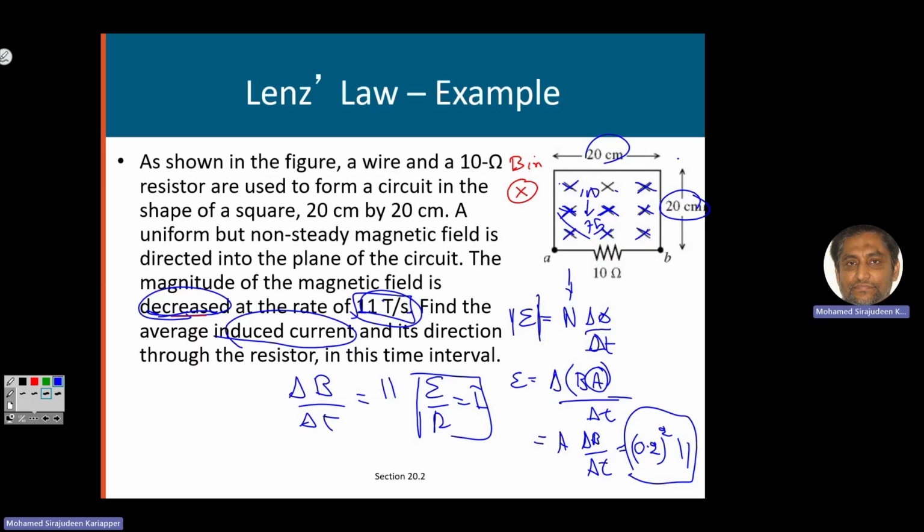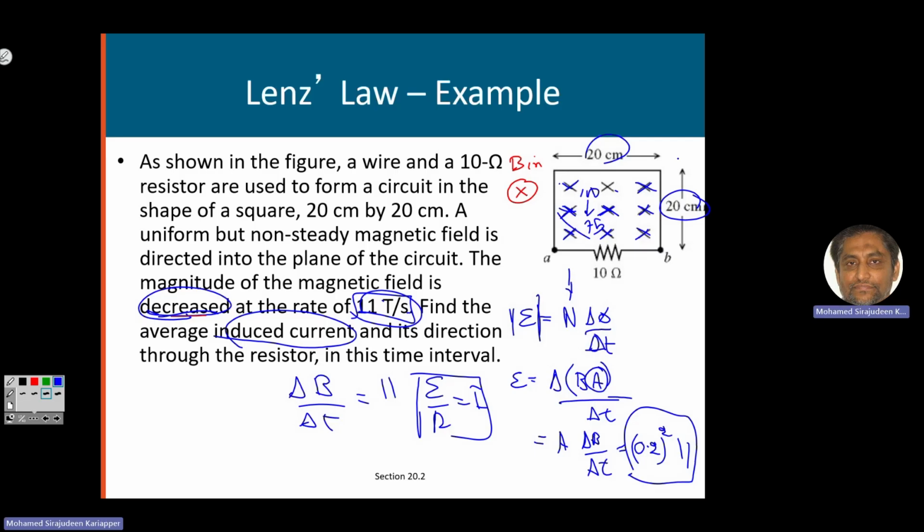I mean, I will provide some magnetic field to cancel the change. So that means the induced magnetic field must be in. What is increasing, decreasing, changing is the external magnetic field. Don't bring that to the induced magnetic field. Okay? Right.